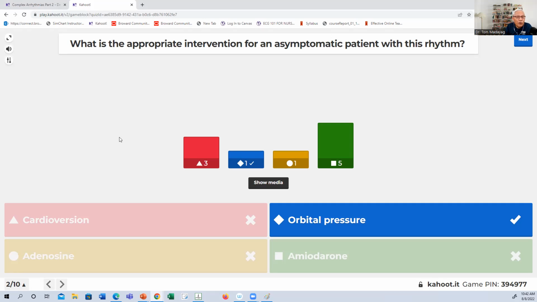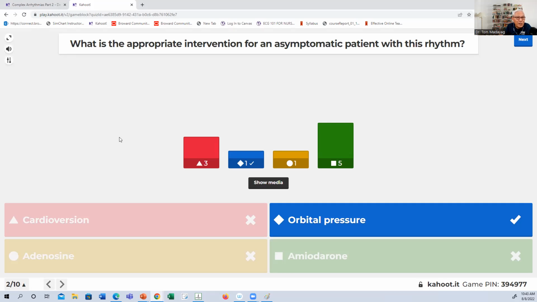Other interventions for SVT include immersing the face in water. What do you usually do if you're underwater? You hold your breath. So in essence, you're doing the Valsalva maneuver. We only do cardioversion or adenosine in cases wherein the patient becomes symptomatic.